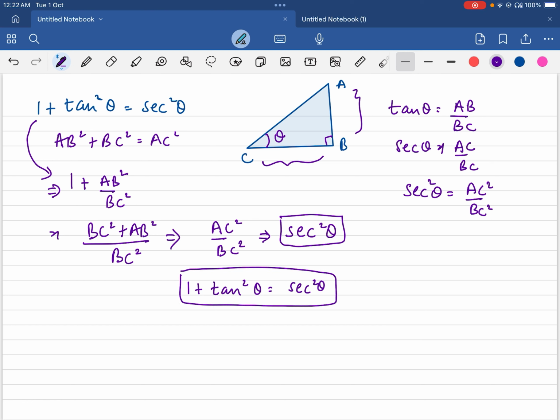Further versions could be sec square theta minus tan square theta is equal to 1, or 1 minus sec square theta is equal to minus tan square theta. So these are the versions, but I think this is a less used version. Rather, I would just write it this way, that tan squared theta is equal to sec squared theta minus 1. So these are some versions of the same identity.